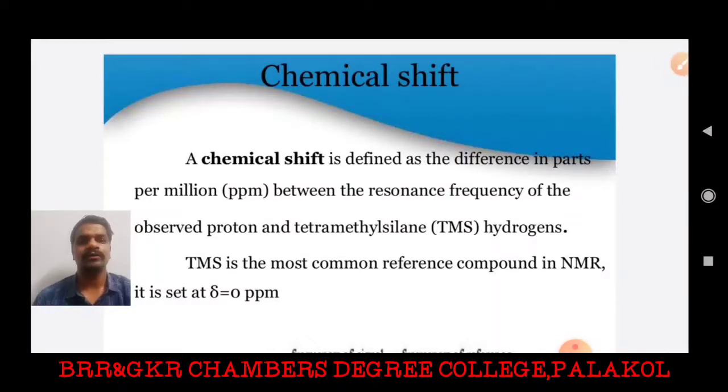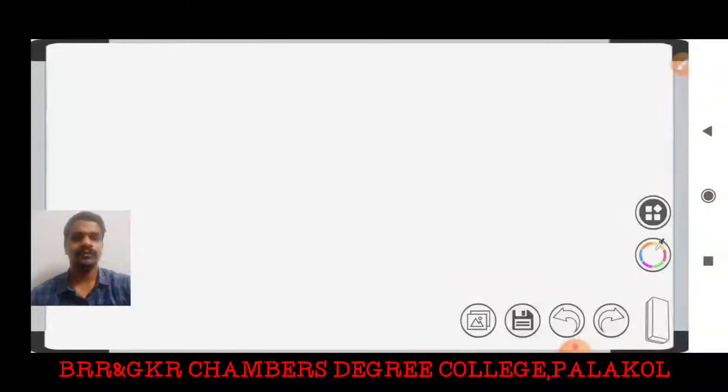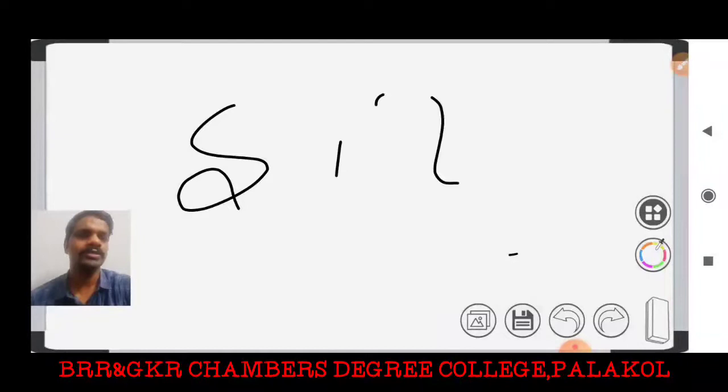Here we have two parameters to represent the chemical shift values. One is the delta scale and another one is the tau scale. These are the two parameters to indicate the chemical shift value of a particular proton in an organic molecule.